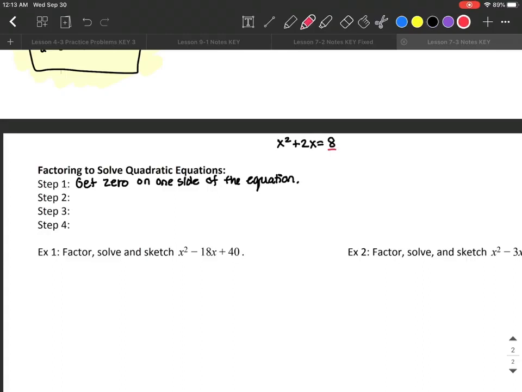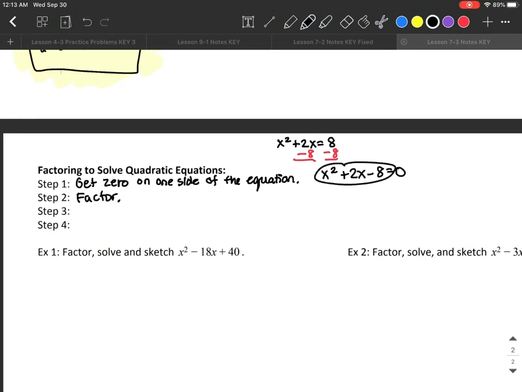So right now I don't have 0 by itself on one side here. I have 8 on one side. I could very easily get 0 by itself on the right-hand side by taking away that 8. If I do that to the right, I have to do that to the left. And I'll end up with x squared plus 2x minus 8 is equal to 0. Got 0 on one side of the equation. First step, done.